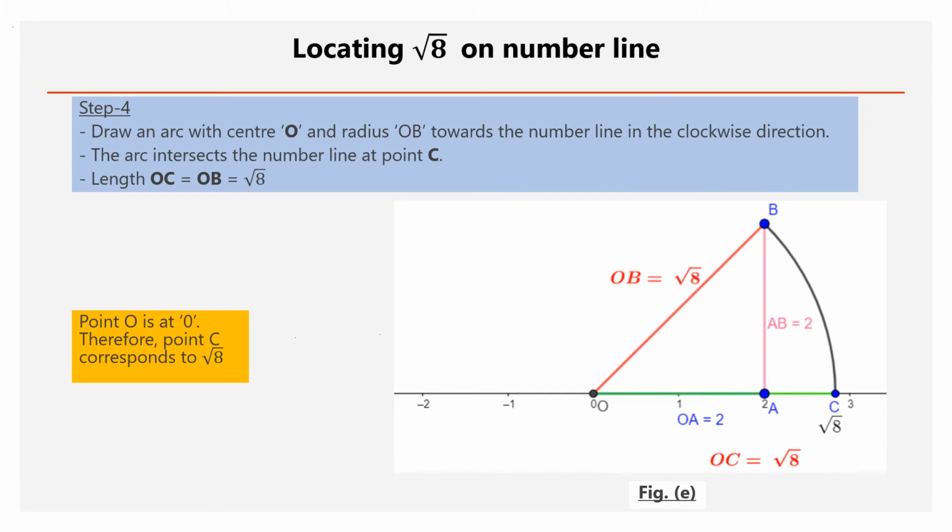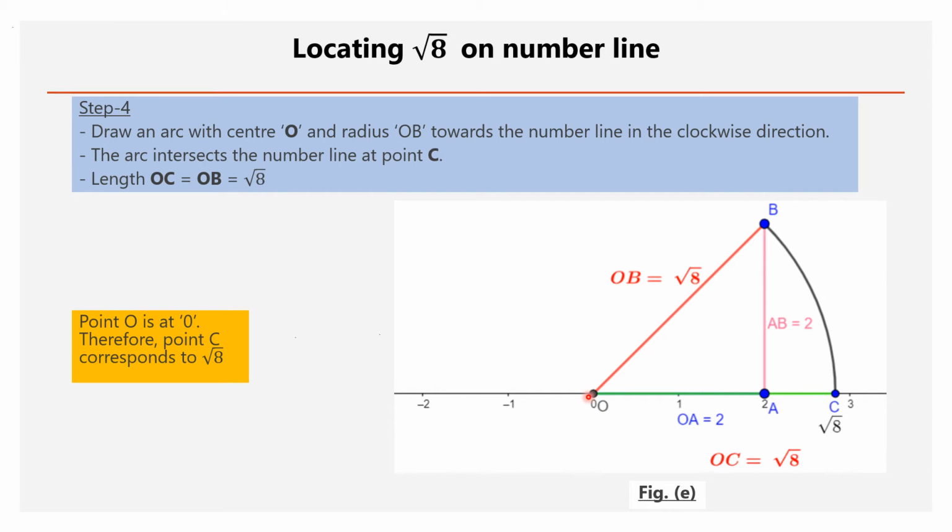Next, what we have to do? We know that we need to draw an arc. The center of the arc must be O and radius must be OB. We draw an arc with center at O and radius OB. The arc is drawn in the clockwise direction, intersecting the number line at point C.